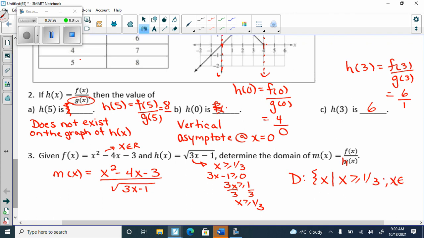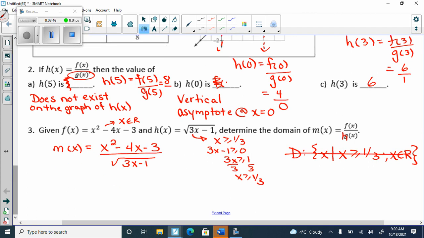Now, if this was addition, subtraction, multiplication, that would be correct, because that's where they both exist, correct? Problem is, I also have to watch out for non-permissible values. We agree? So I state my domain technically where they both exist. That's my first step. So I'm not going to do this. I'm going to help myself out. Okay, this is part of my domain. And then I also say it can't exist where my non-permissible values are, right?